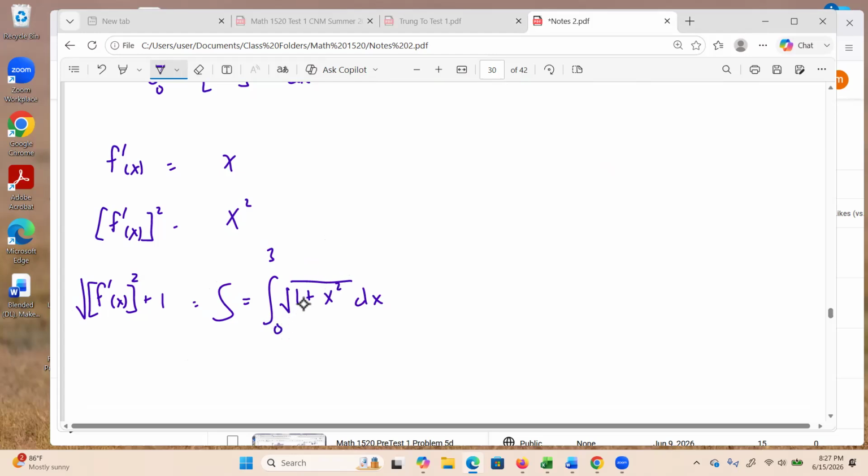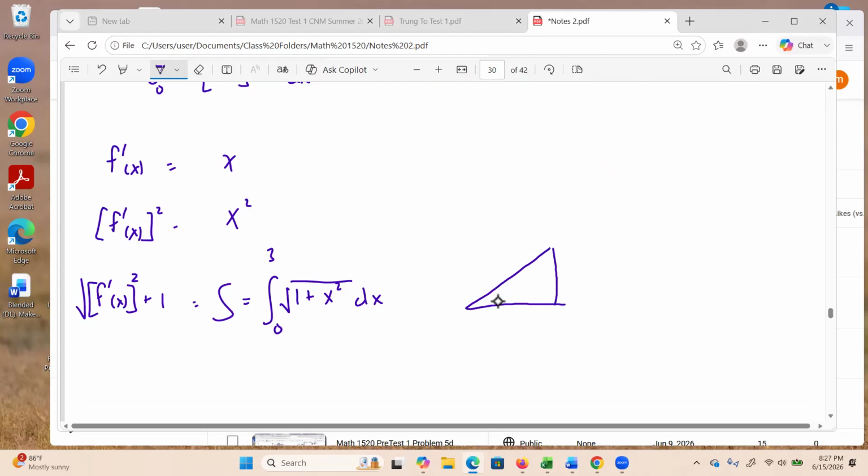Now, this integral is not just 1 plus x. That was the last one. This is 1 plus x squared. So it's the square root of a square, which means we need a trigonometric substitution. Oh, that's right. There was a reason we taught you that, wasn't there? Be on the lookout because integration by parts is coming up too.